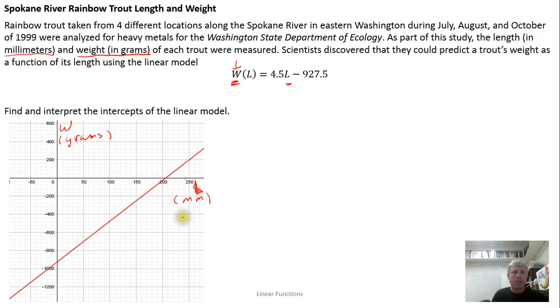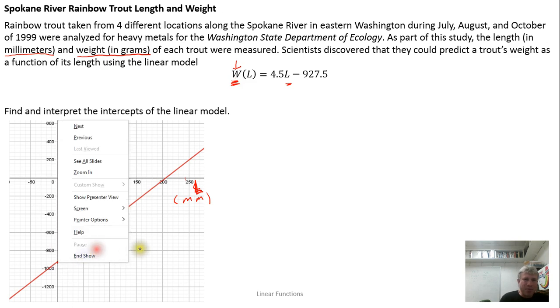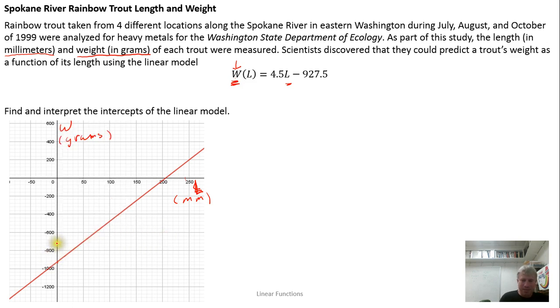And I did that wrong, didn't I? So anyways, we want this intercept right here. The problem is when you try to make a point, the pen going in a circle brings up the menu. So I have yet to figure out how to defeat that.